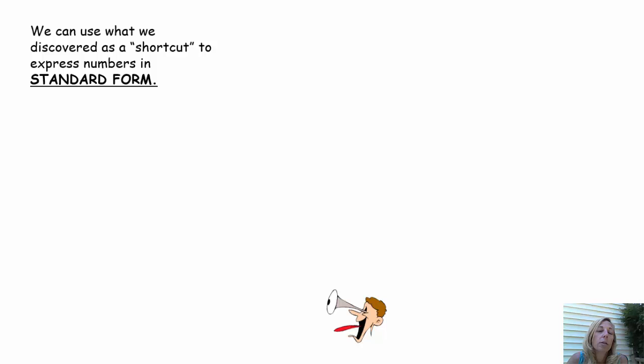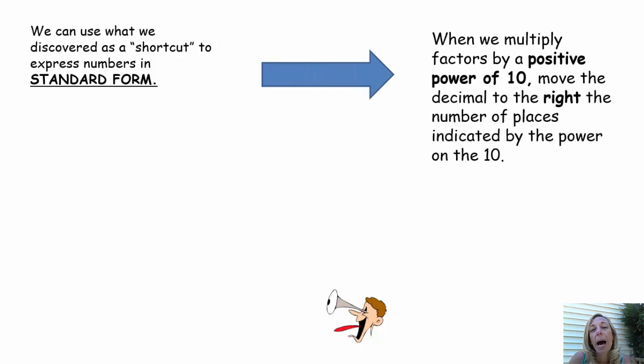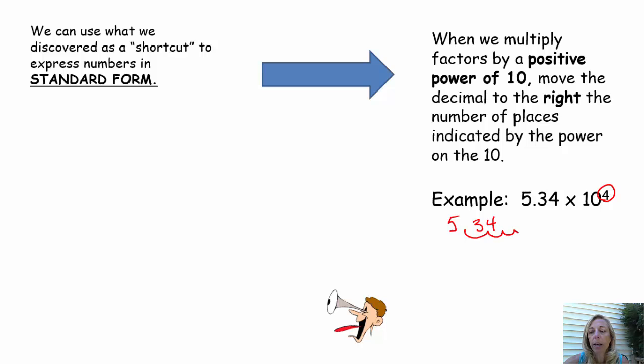These are our rules, so I want to make sure that you have those solidified. We can use what we discovered as a shortcut to express numbers in standard form. Recall what we said: when we multiply factors by a positive power of 10, move the decimal to the right, the number of places indicated by the power on the 10. Let's look at our example of 5.34 times 10 to the 4th. If I'm going to work this one out using my shortcut method, that exponent of a positive 4 tells me to move my decimal point to the right 4 places. So 1, 2, 3, 4.